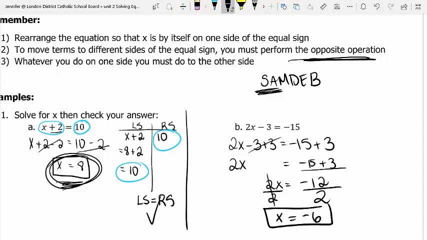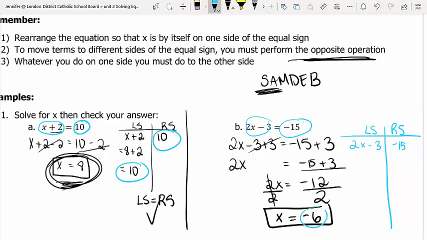Now let's do a check and make sure that that's correct. So set up your left side and right side chart. From the original question, what was the left side? It was 2x minus 3. And from the original question, what was the right side? It was minus 15.